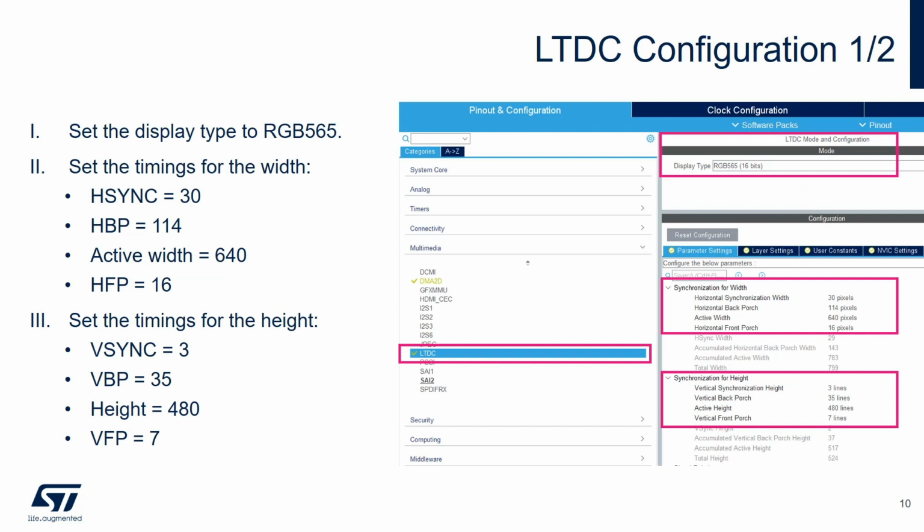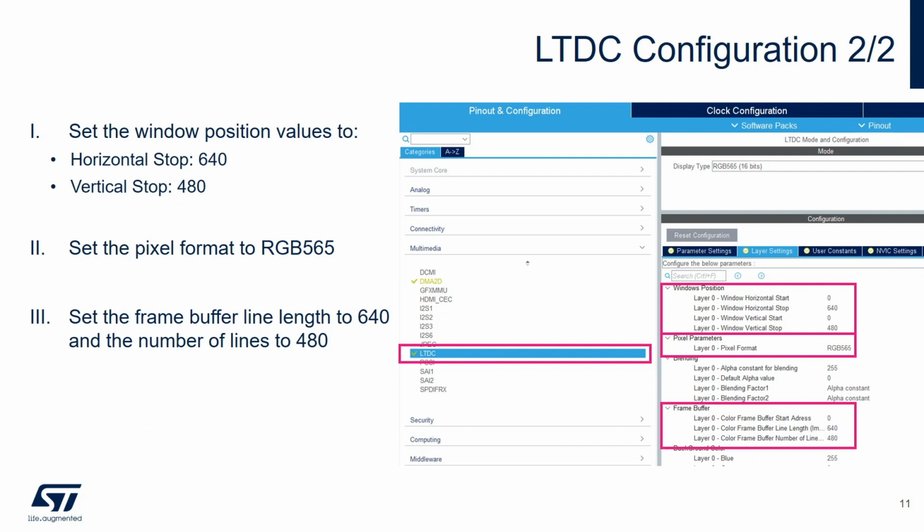In order to configure the display timing, we go to the Pinout and Configuration tab and then to the LTDC peripheral. In the LTDC mode, we need to set it to RGB565. Then in the parameter settings tab, we need to fill in both horizontal and vertical timing values extracted from the display datasheet.